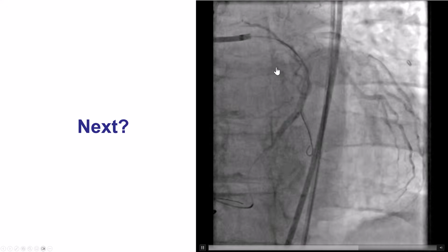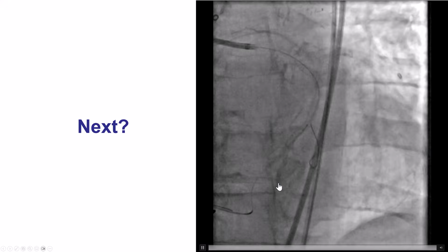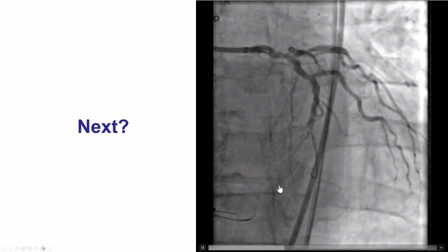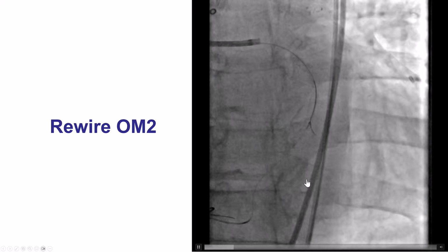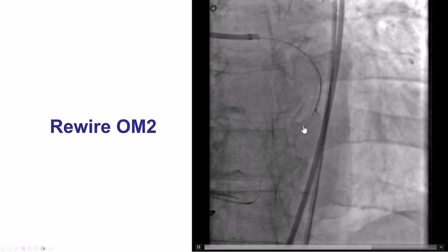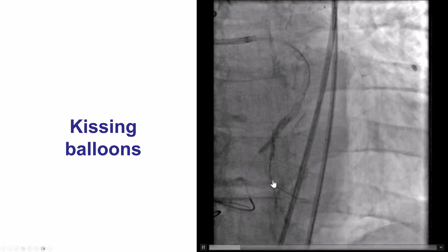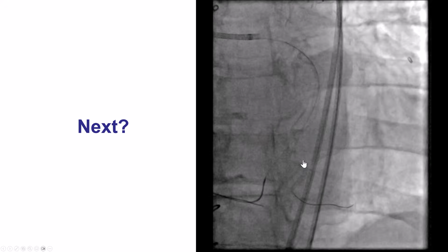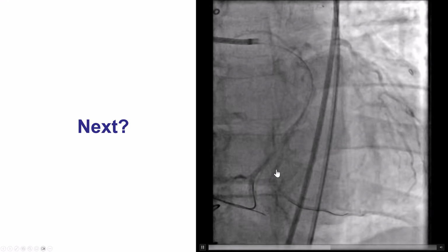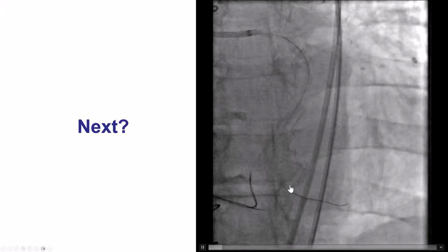To our surprise, after doing this, if anything, the flow distally got worse. Trying to figure out how to approach this, we ended up rewiring the obtuse marginal branch, doing some kissing balloon inflation to see if we have any issues with the outflow. And then that improved the antegrade flow a little bit.